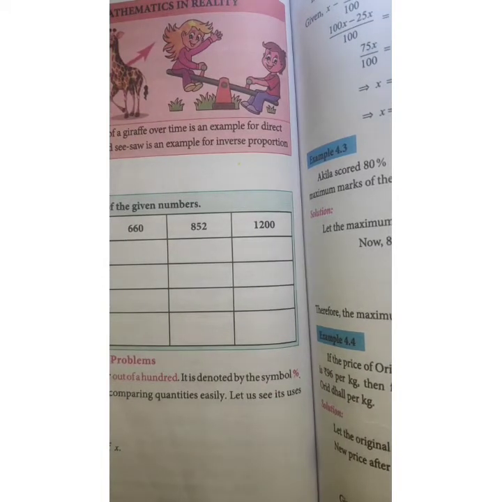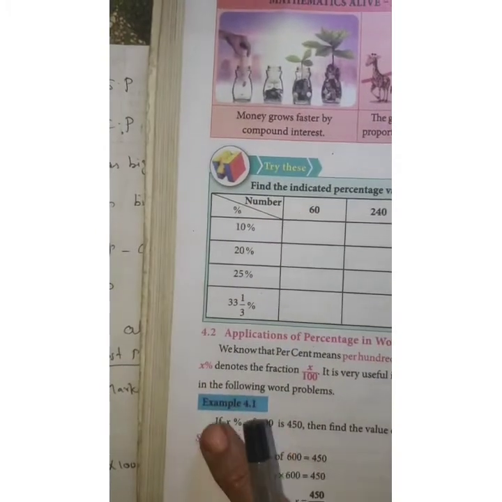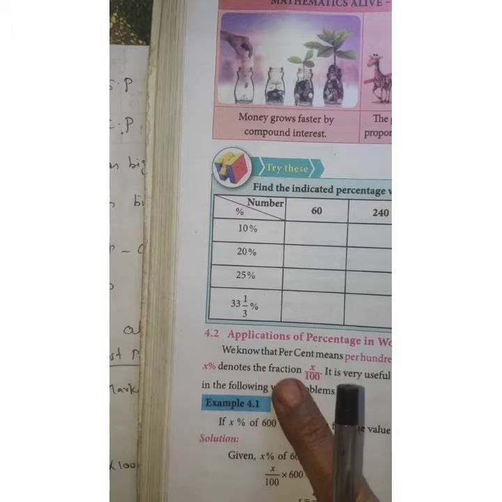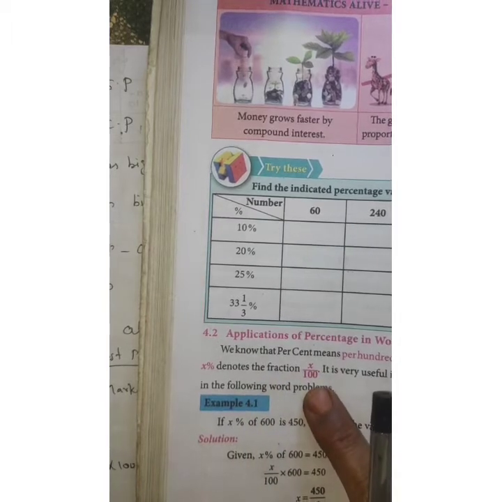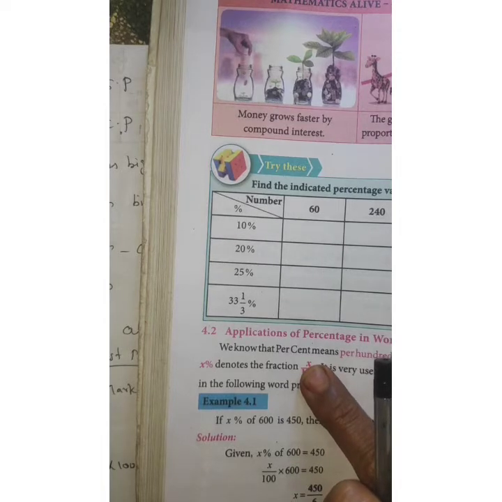Suppose we write x percentage in fraction form. X percentage is denoted by the fraction x by 100. 2 percentage is 2 by 100. If you take marks 50 percentage, it is 50 by 100. 100 percentage is 100 out of 100. 99 percentage is 99 by 100 in fraction form.